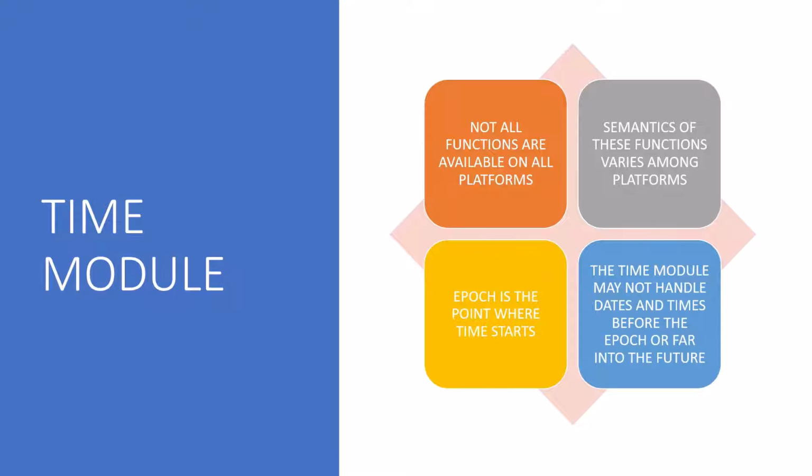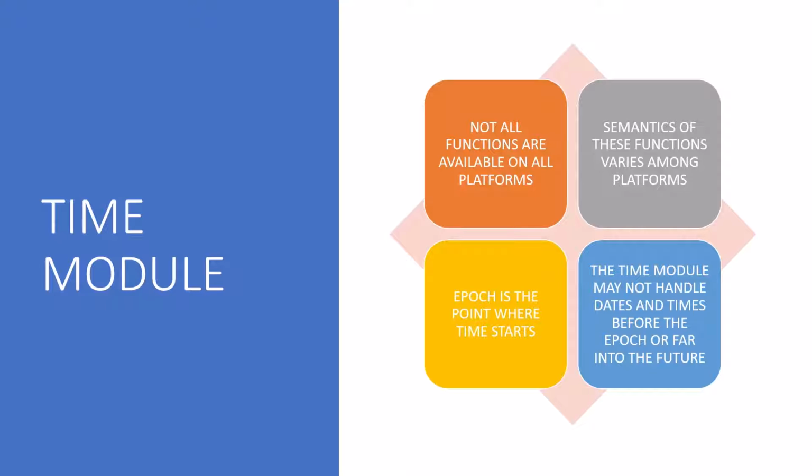One is that not all functions in the time module specifically are available across platforms, which means that some of the functions would be available only on the Unix platform. The semantics of these functions, meaning the way the code is interpreted, could vary across platforms.